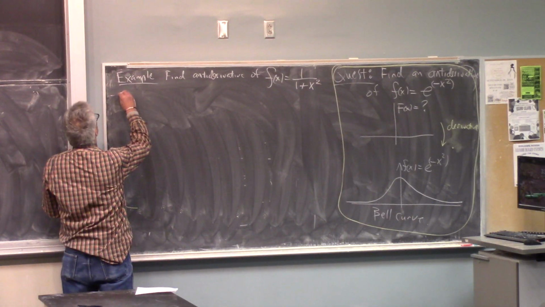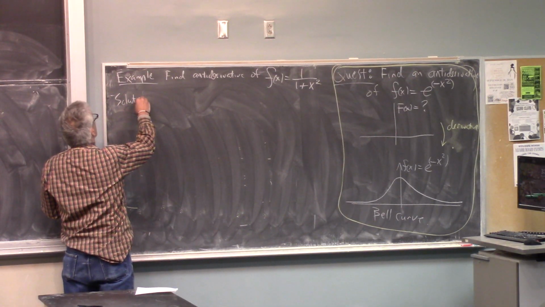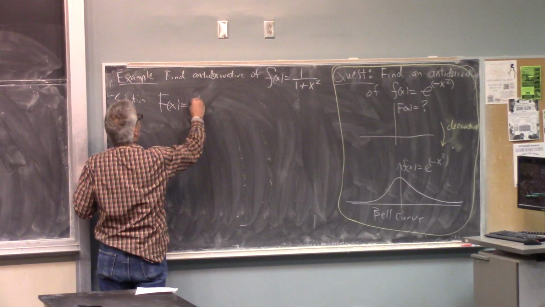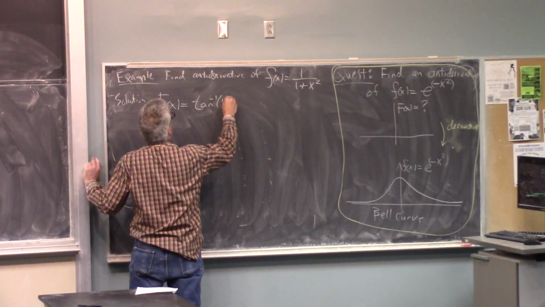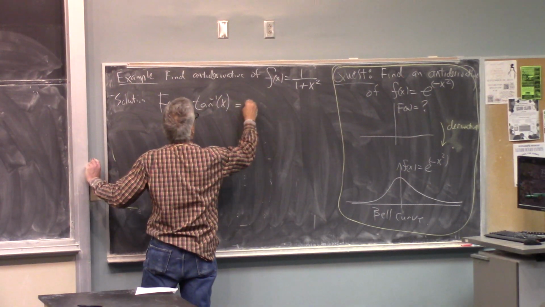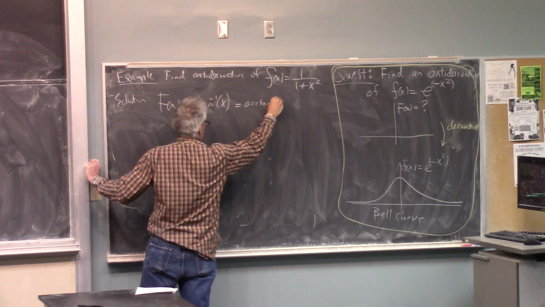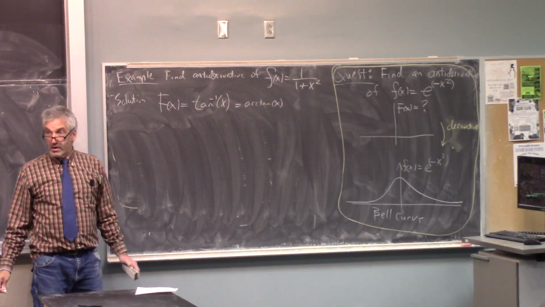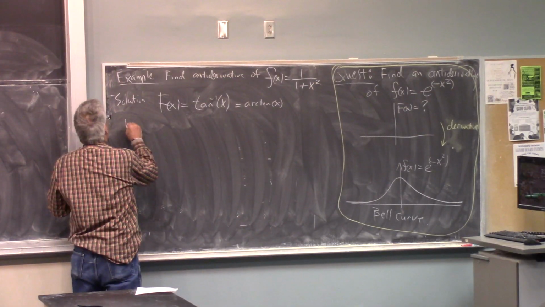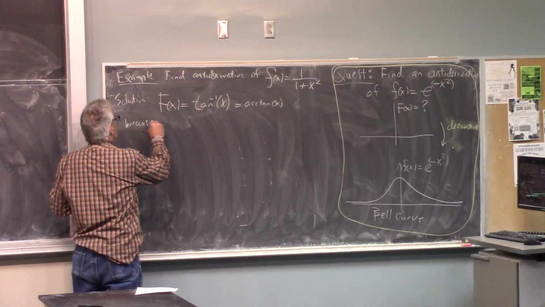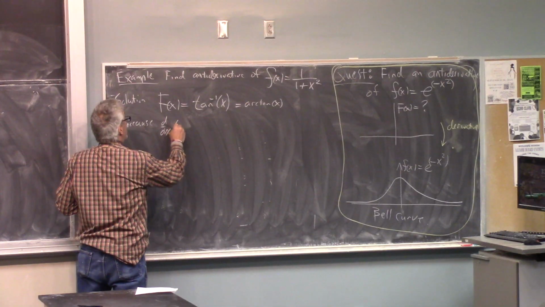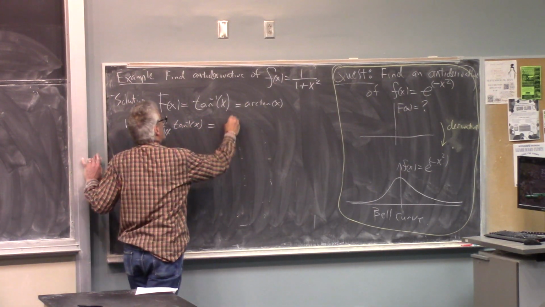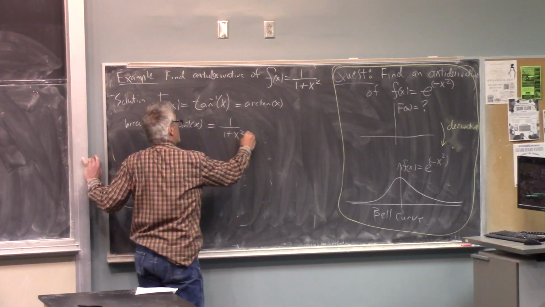So here's the solution. Capital F of x is tan inverse of x. And remember, that's arctan x. That's because, remember, a couple weeks ago when we were finding the derivatives of really awful things, we found that the derivative of tan inverse x is 1 over 1 plus x squared.